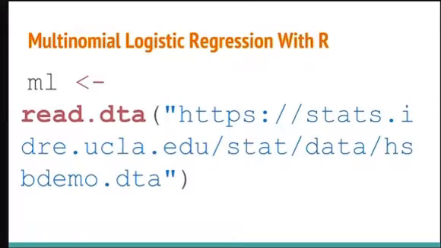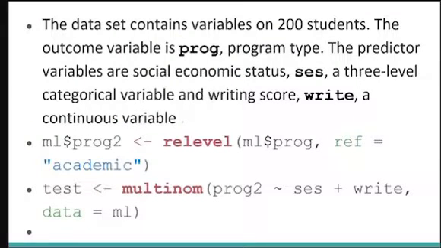Okay. Now, I want to walk you through how to do this in R. We have 200 high school students who are considering different types of programs. We're going to call the outcome variable prog. The prog is categorical, and it means the type of program: general, vocational, or academic.